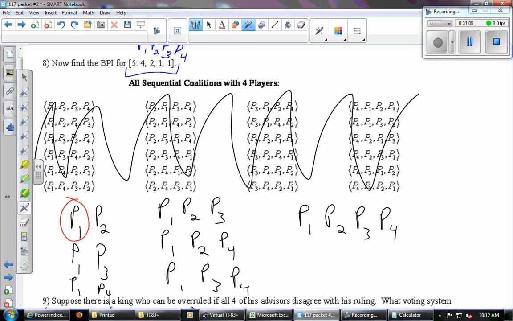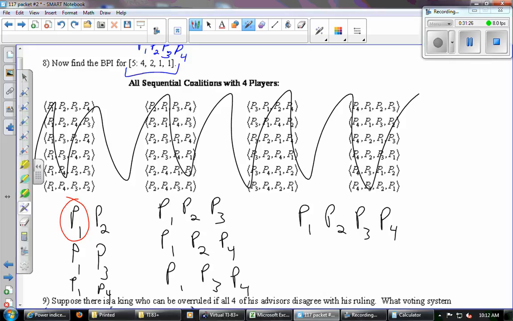Is it a dictatorship? It's veto power. Dictatorship means that one person has enough to pass the motion. Does P1 have enough votes to pass the motion? No. But to have veto power means you are needed in order to pass the motion. You can't do it by yourself, but if you decide to say no, that thing is going to get struck down.